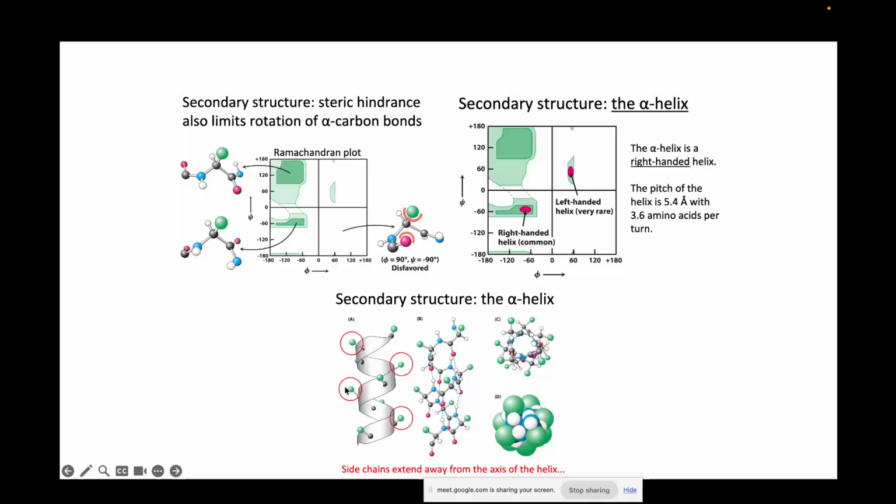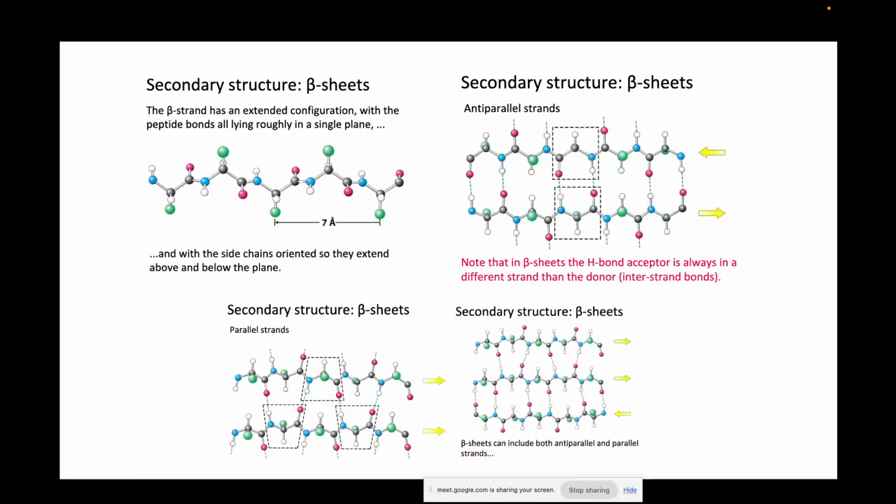And the side chains, the big R groups, actually extend away from this helical structure, which is understandable because if they were pointing towards the inside of the helix, it would become sterically not very feasible to have this kind of a structure, right? So yeah, this is what the alpha helix looks like.